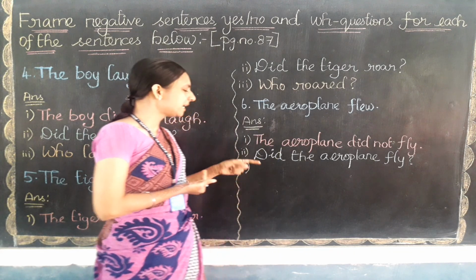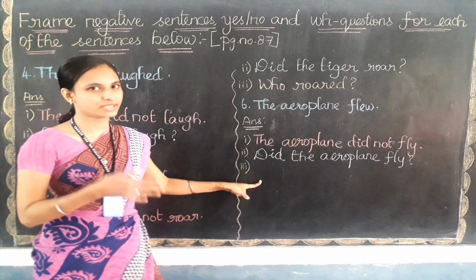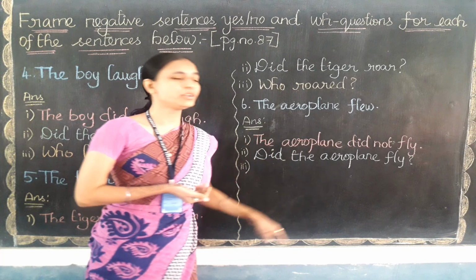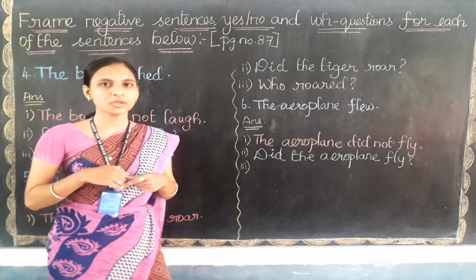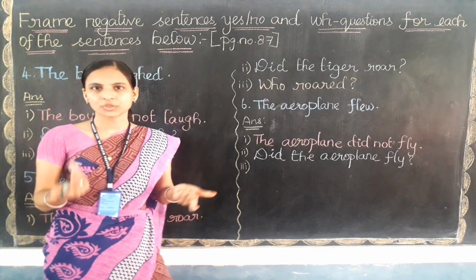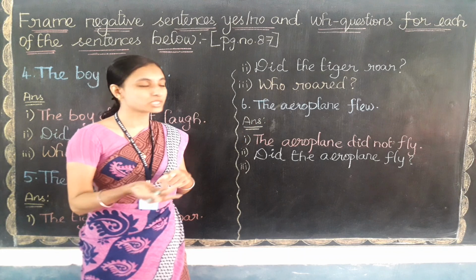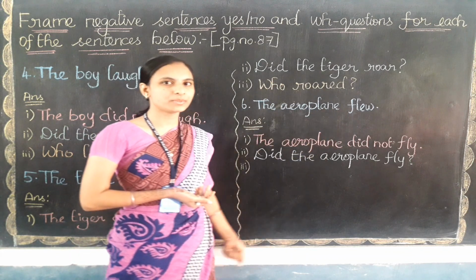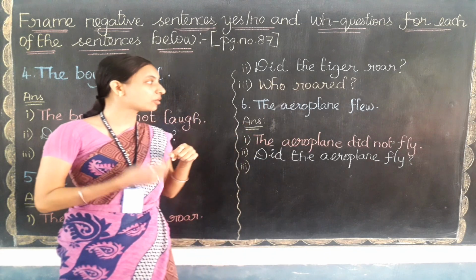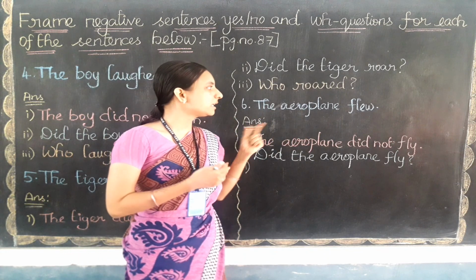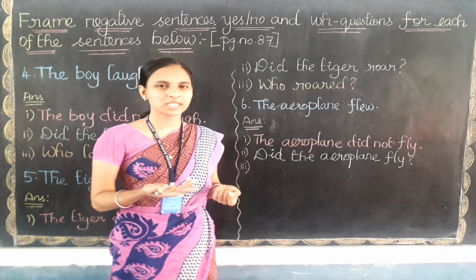Clear? Okay, let's frame the WH question for this sentence. The aeroplane flew. This is also a small sentence only. So for a small sentence, do we use the do family verb? No. What do we do? We use the WH word, the WH question, and then we use the past form itself, right? So let's make the question sentence for this sentence. The aeroplane flew. Aeroplane வந்து பறந்துச்சு. Aeroplane எங்க பறந்துச்சு கேட்க முடியுமா?